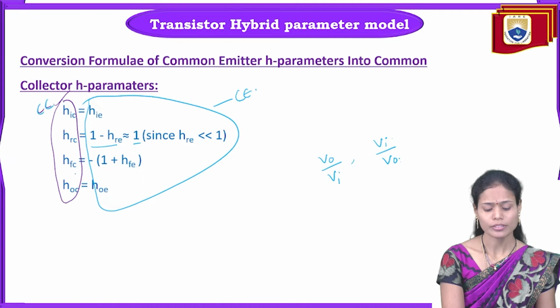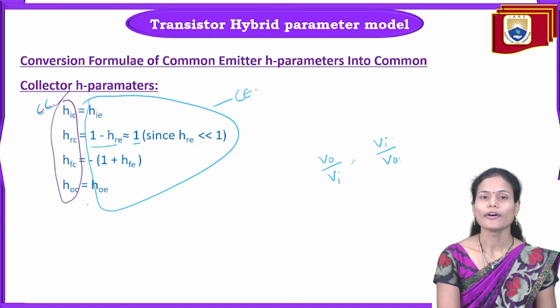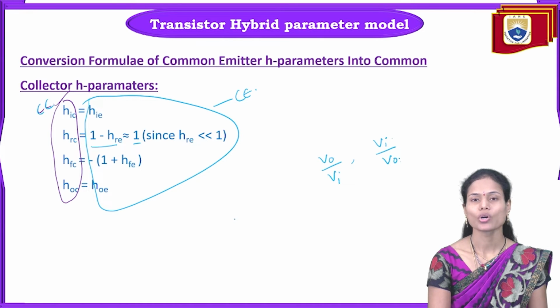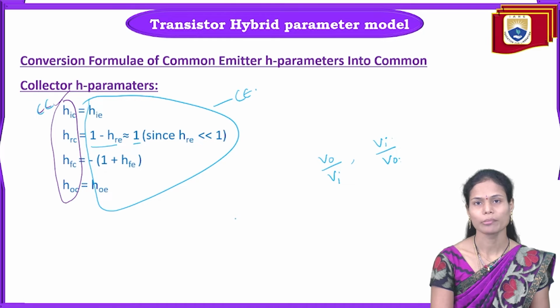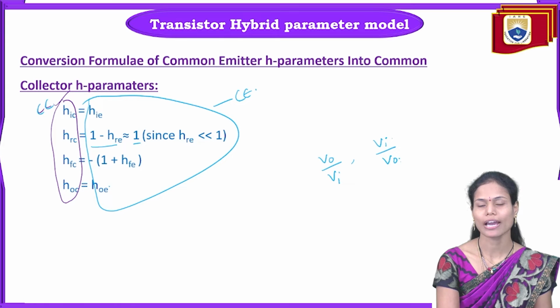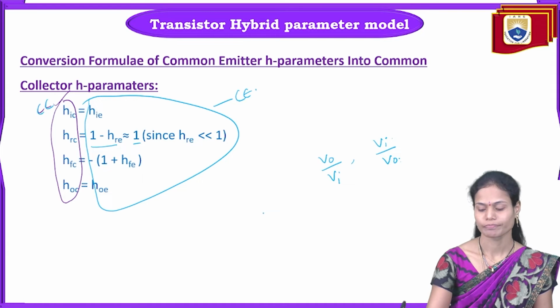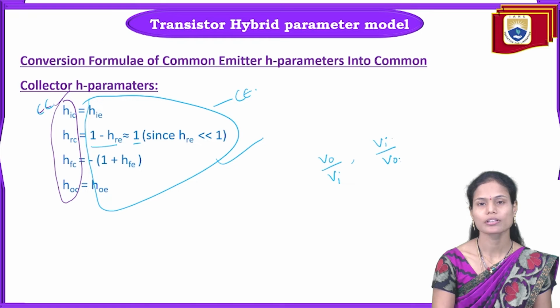And next, forward current gain is minus of 1 plus HFE here. And output admittance is similar to the output admittance of the common emitter configuration. See here, the input impedance as well as output admittance are the same, but only the gain values vary from one configuration to another configuration. So these conversion formulas are very important and are required to solve the problems in the common collector configuration.